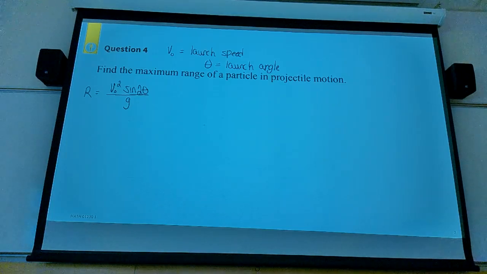In firearms, it's called the muzzle velocity. That's fixed for the firearm. You can't really change that. How do we maximize a function?